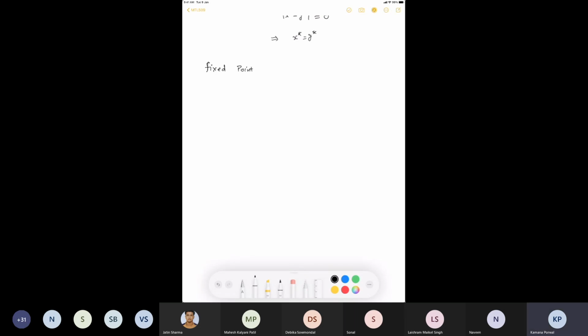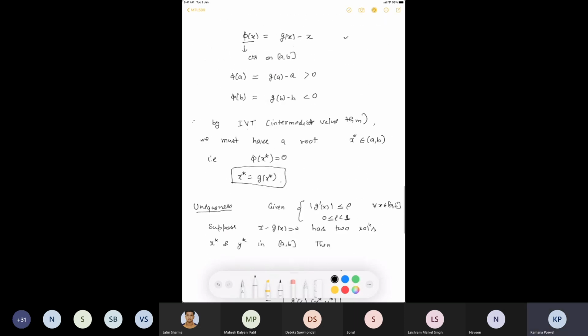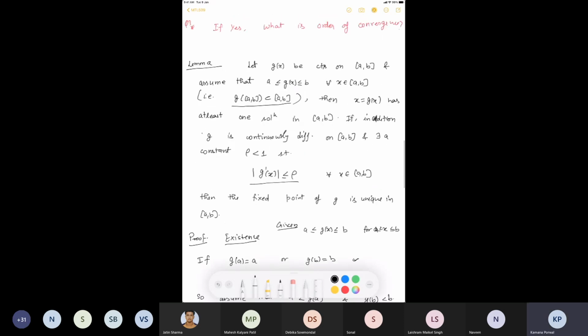Consider the fixed point iteration, where the iterative sequence will be x_{n+1} equal to G of x_n, n greater than or equal to 0. So let's try to understand the convergence of this sequence, whether this sequence is going to converge or not. I'm only assuming the requirements we have in this lemma. So under these requirements on G, let's see whether the sequence will converge or not.